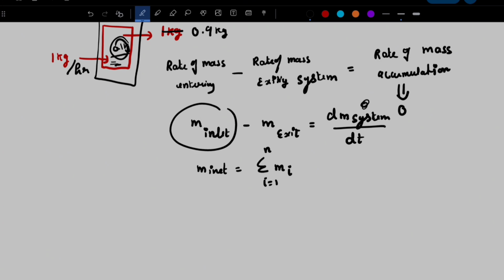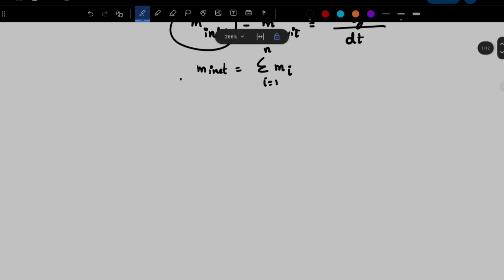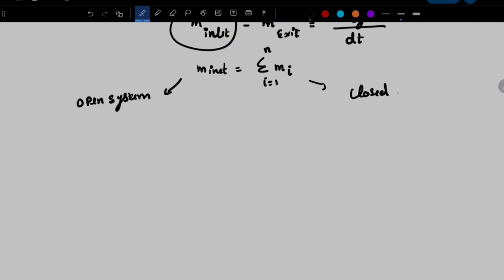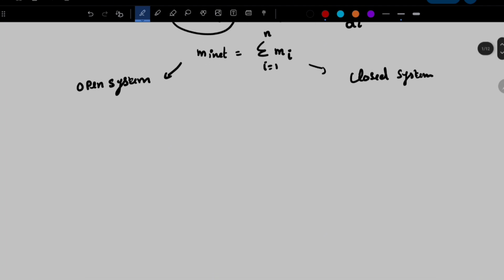Okay, now let's use this basic idea and apply it to two systems. One is called an open system, and another one is a closed system. I'll explain that, no issues. I'll explain this concept in the simplest manner. Before explaining it, you need to know one thing: vector quantity. What is a vector quantity?